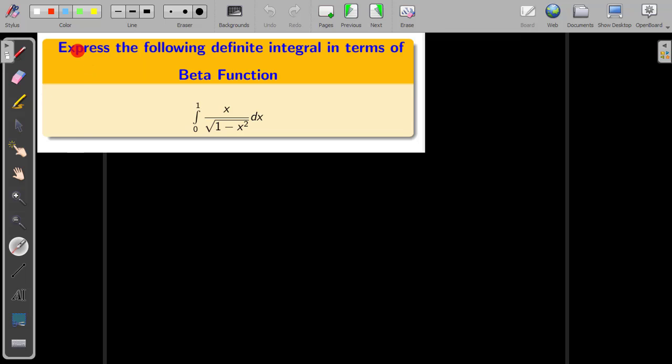This is the question. Express the following definite integral in terms of beta function. So this is the definite integral, which could be expressed in terms of beta function. Solution: the given definite integral is integral 0 to 1 x divided by root of 1 minus x square dx.